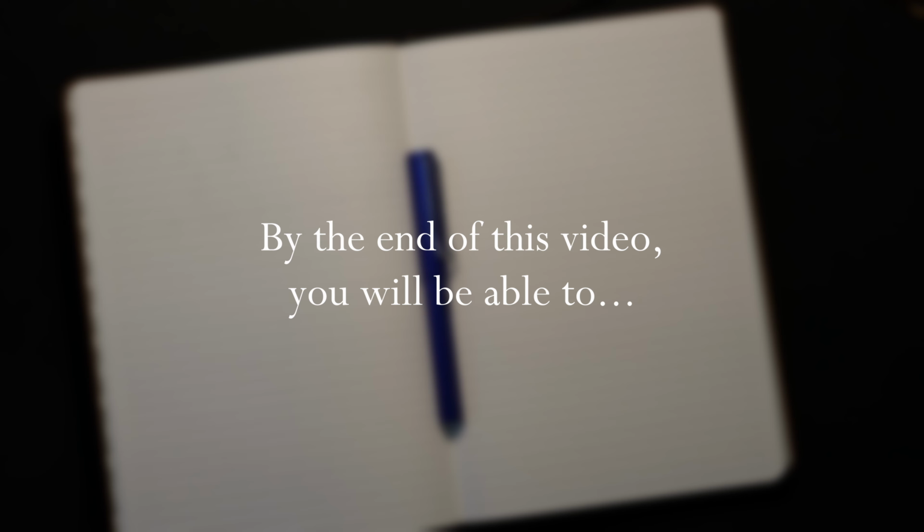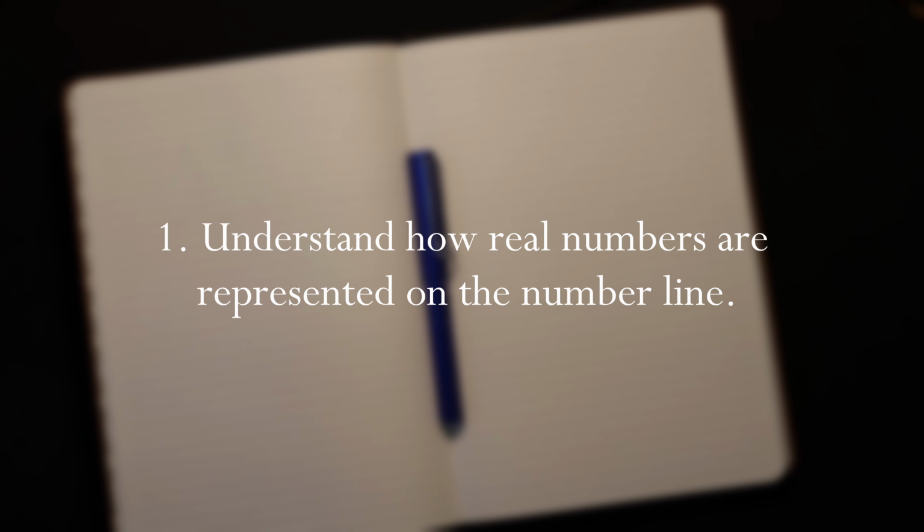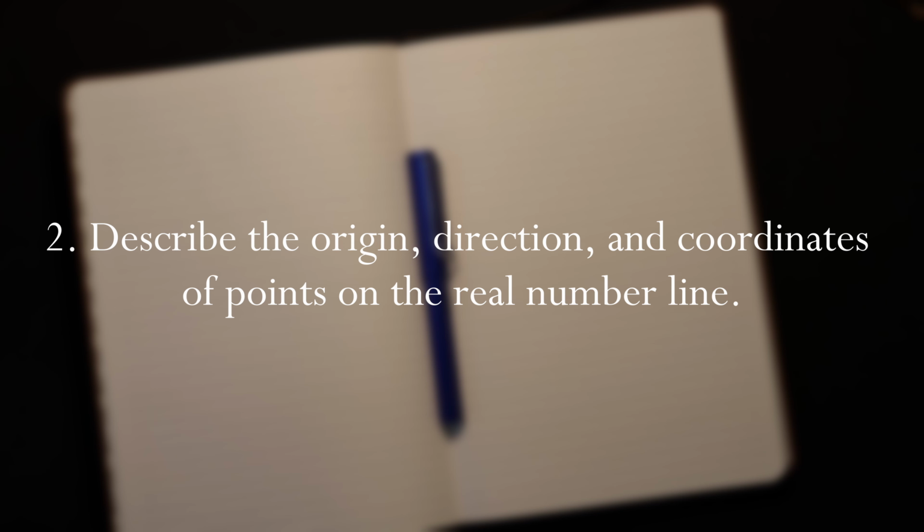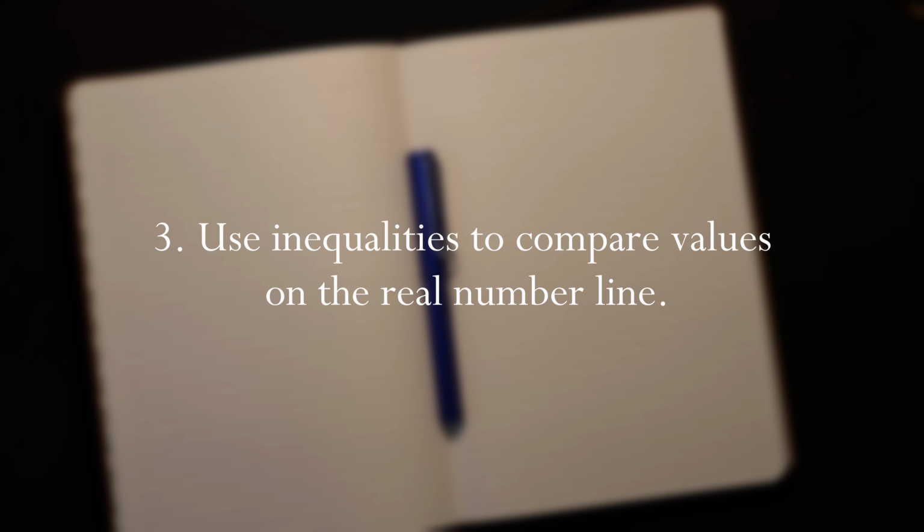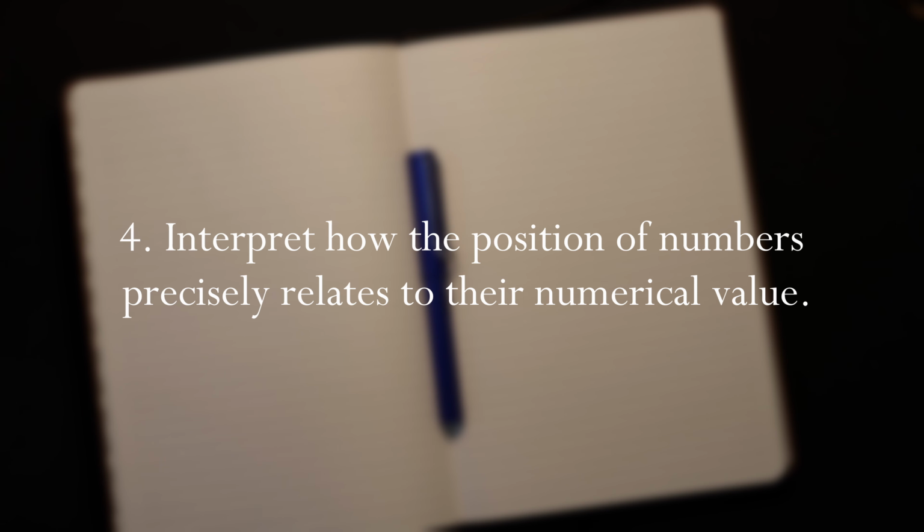By the end of this video, you will be able to: 1. Understand how real numbers are represented on the number line. 2. Describe the origin, direction, and coordinates of points on the real number line. 3. Use inequalities to compare values on the real number line. And 4. Interpret how the position of numbers precisely relates to their numerical value.